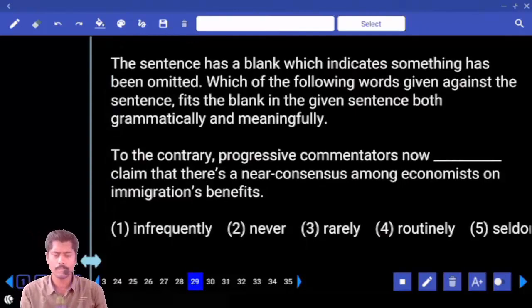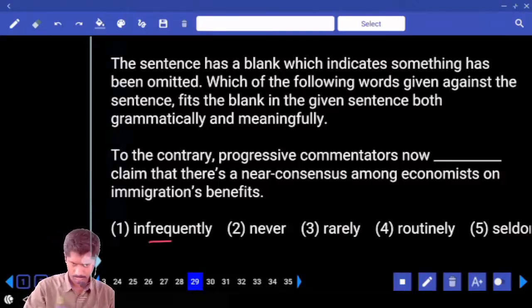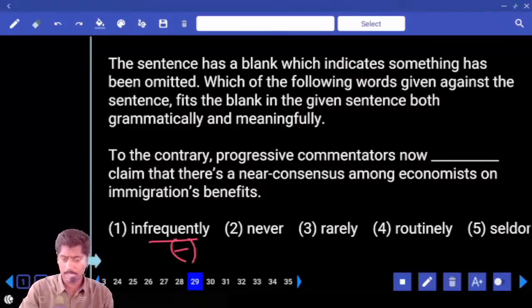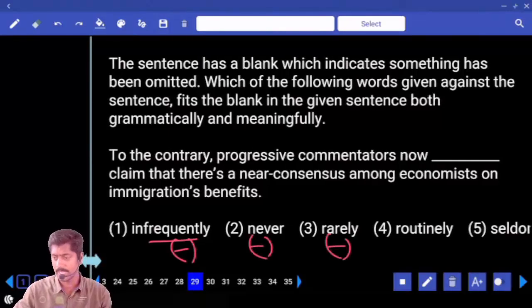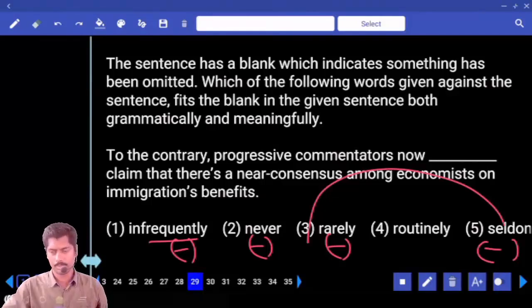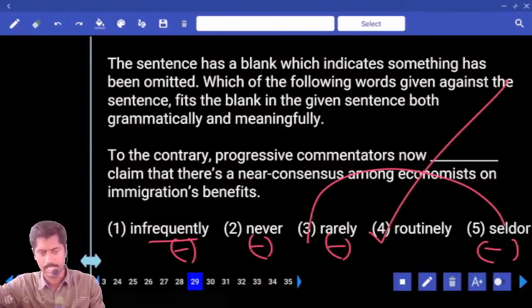To the contrary, progressive commentators now dash claim that... Frequently means regularly, infrequently means not regularly. Negative meaning: never, negative; rarely, negative; seldom, negative. Seldom is nothing but rarely. Only one odd man out is called, the fourth one, routinely. That is the answer. They routinely claim that.